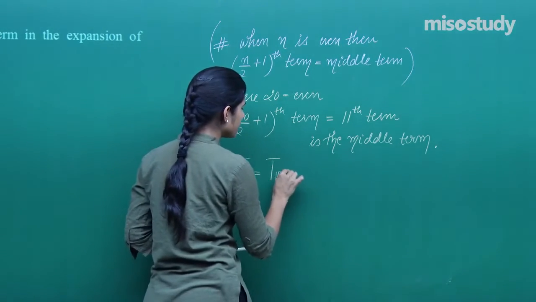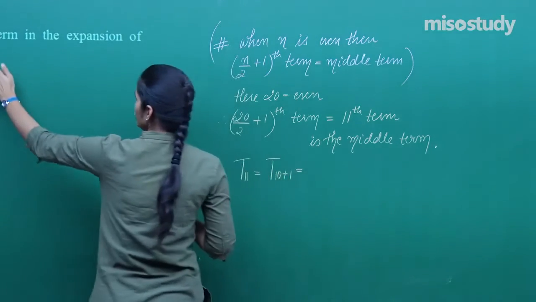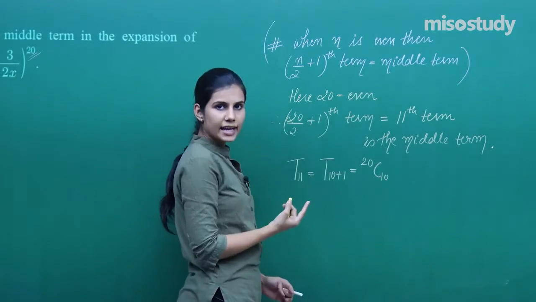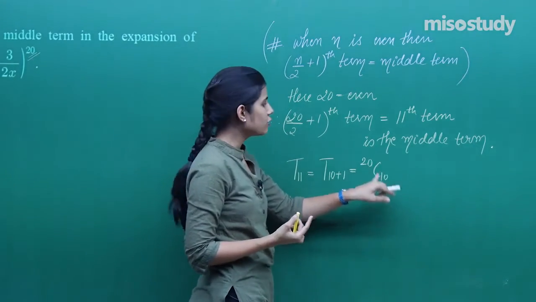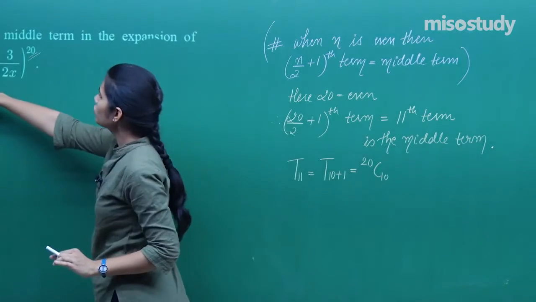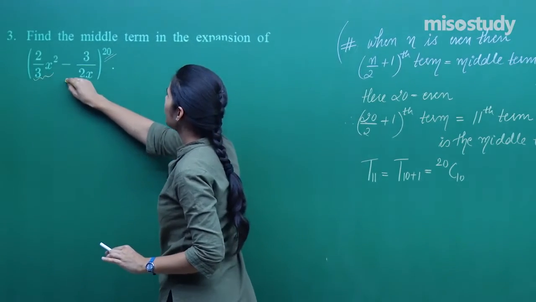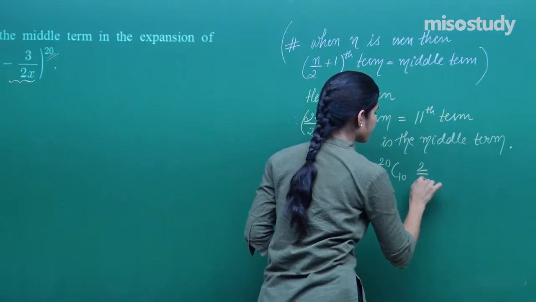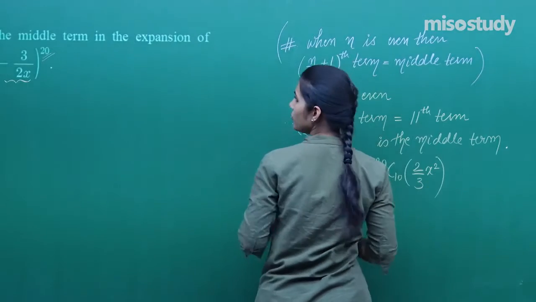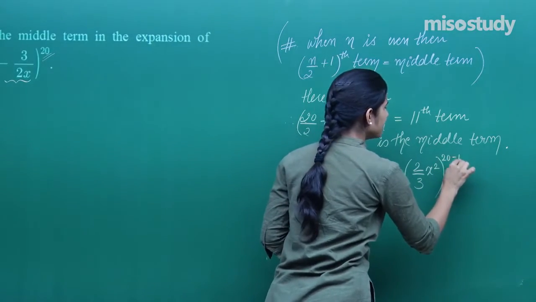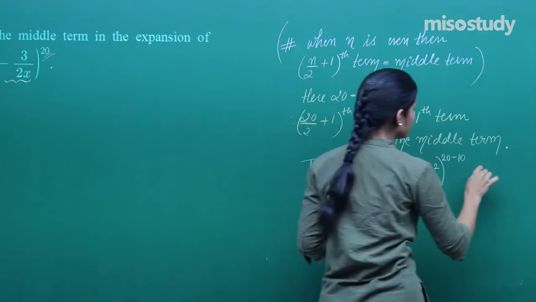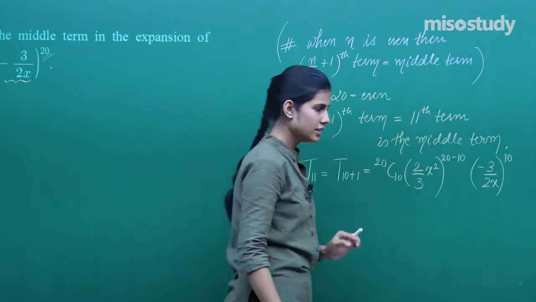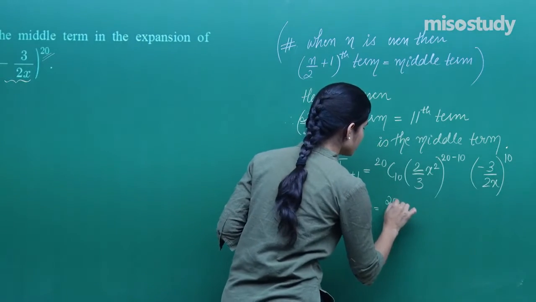The 11th term can be written as 10 plus 1: 20c10 x to the power 10, or x to the power 20 minus 10, y to the power 10. What is x? x is 2 by 3 x squared, this is the first term, and minus 3 by 2x is the next term. So 2 by 3 x squared to the power 20 minus 10, and then you have minus 3 by 2x to the power 10. Right?